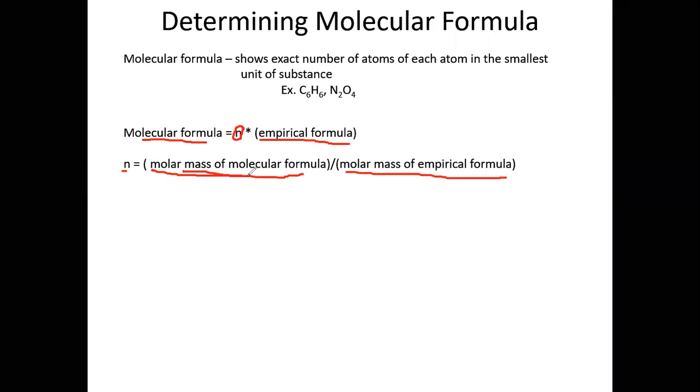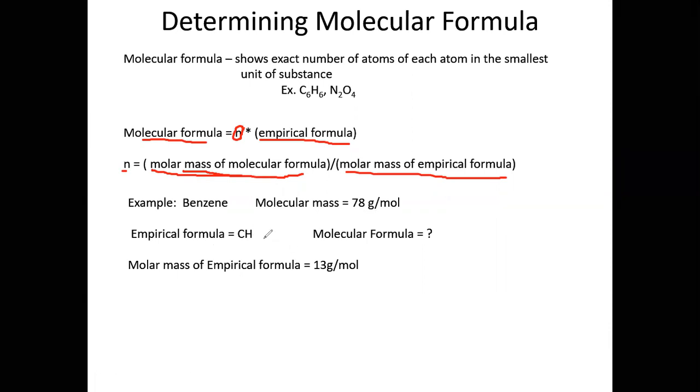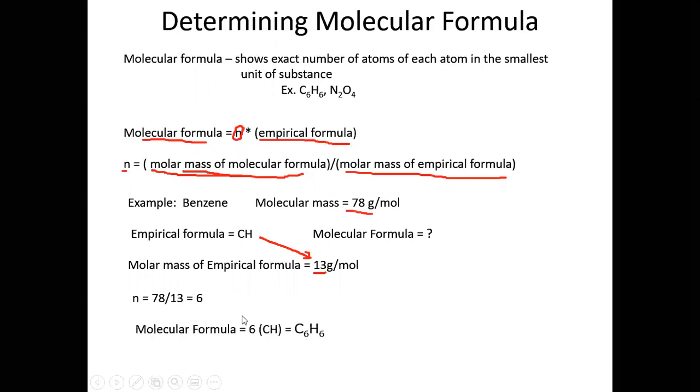Now, the molar mass of the empirical formula, you have to calculate once you determine the empirical formula of your compound. So for example, benzene has a molecular mass of 78 grams per mole. The empirical formula is CH. And so the CH has a molar mass of 13. So 12 plus 1 gives us 13. This is the molar mass of the empirical formula. 78 is the molar mass of the molecular formula. So we divide the two to get the ratio, and it's 6.